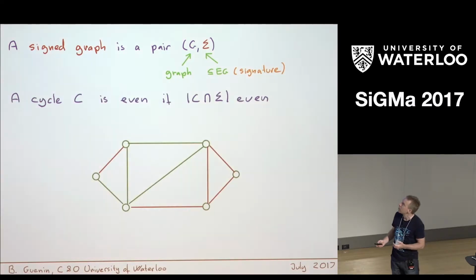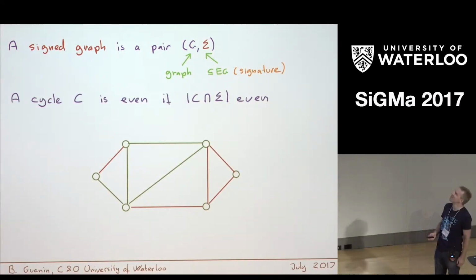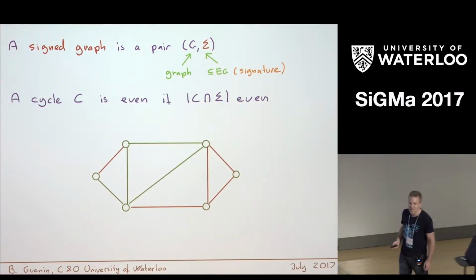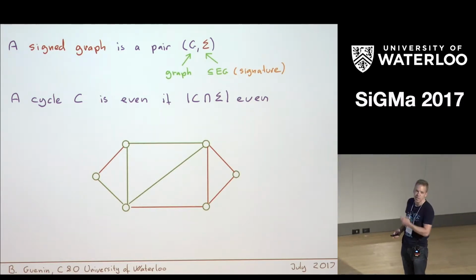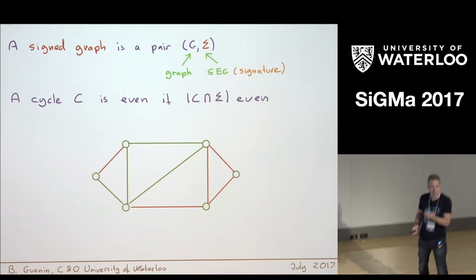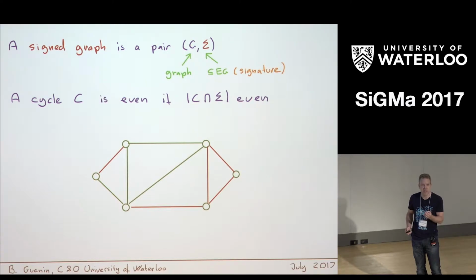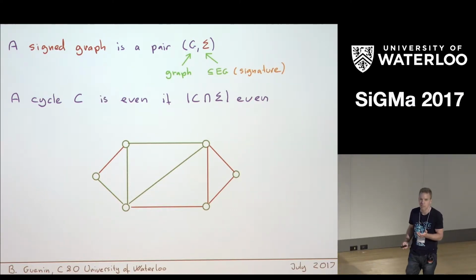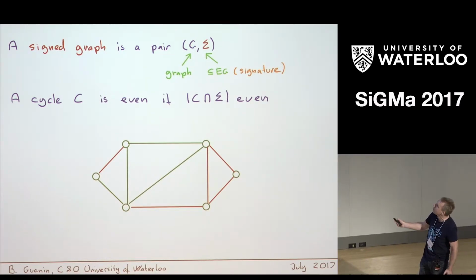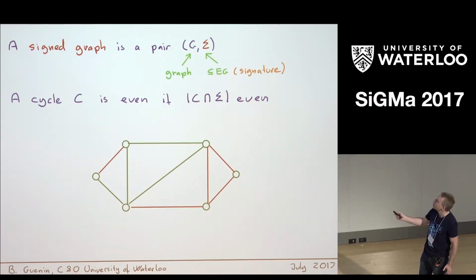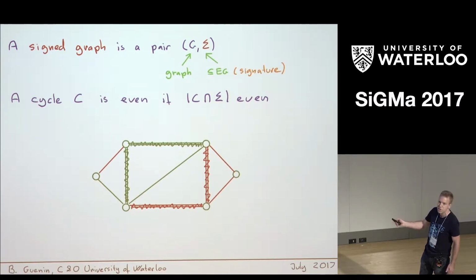And we're going to say that a cycle C is even if C intersected with sigma is even. And here by a cycle, I mean a set of edges that induces an Eulerian subgraph. So I have an example here. This is my graph. The red edges are the edges in the signature. If I look at those wiggly edges there, that forms a cycle. I got two red edges, so that's an even cycle. And similarly, this is going to be an even cycle as well.